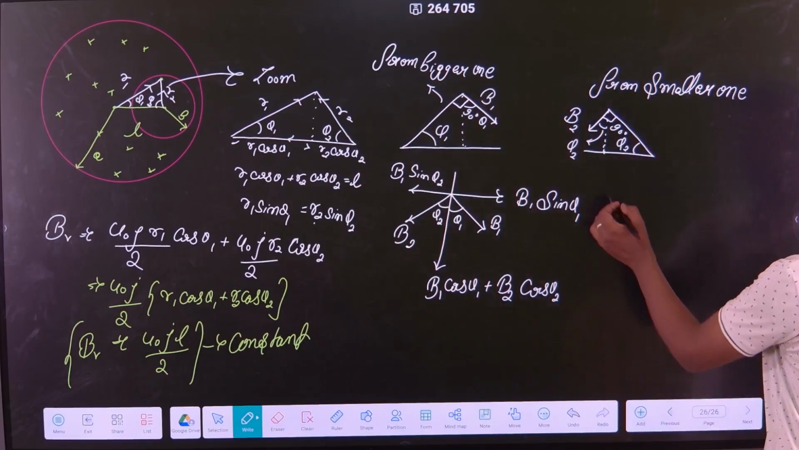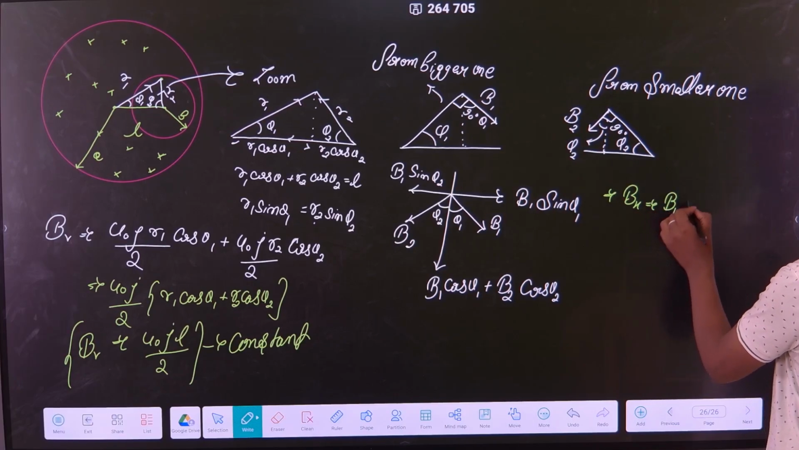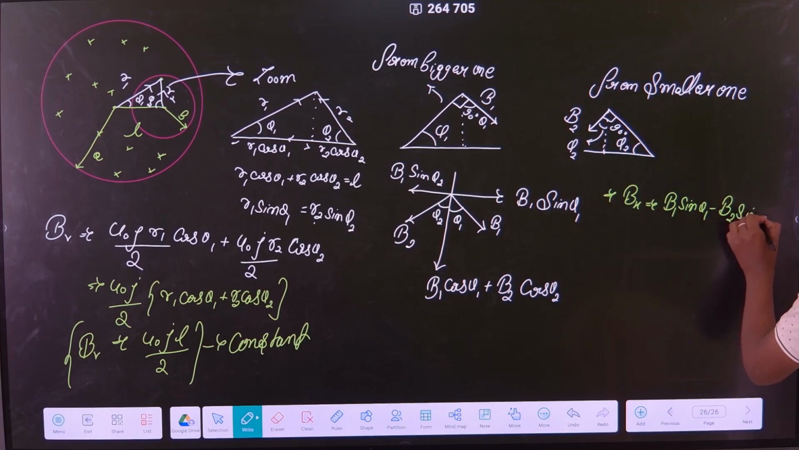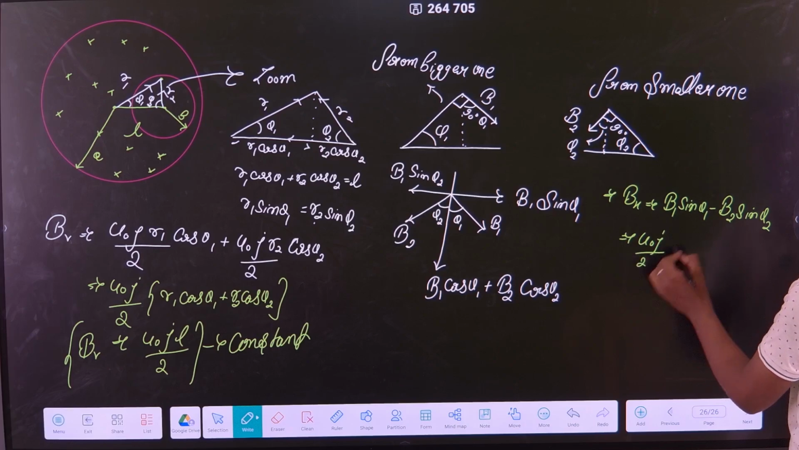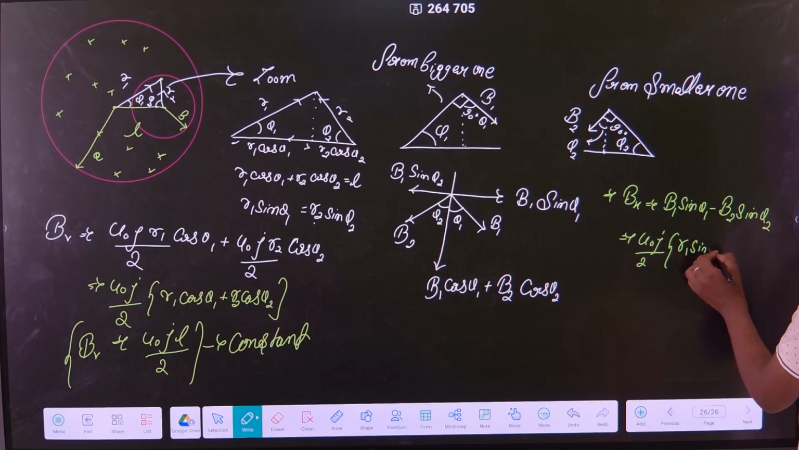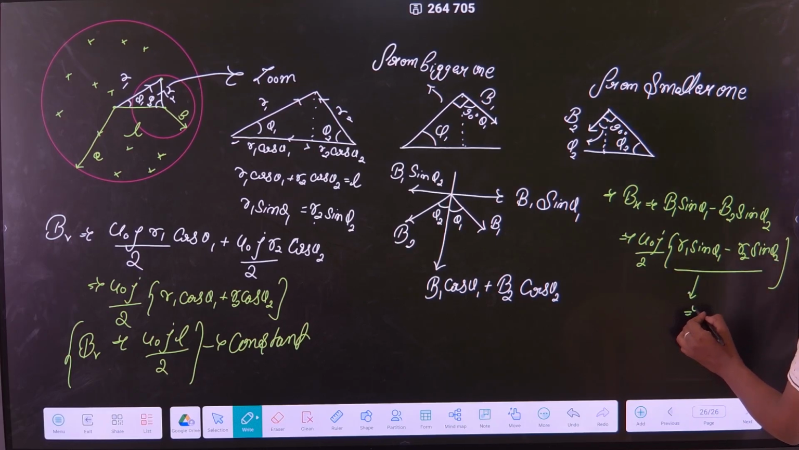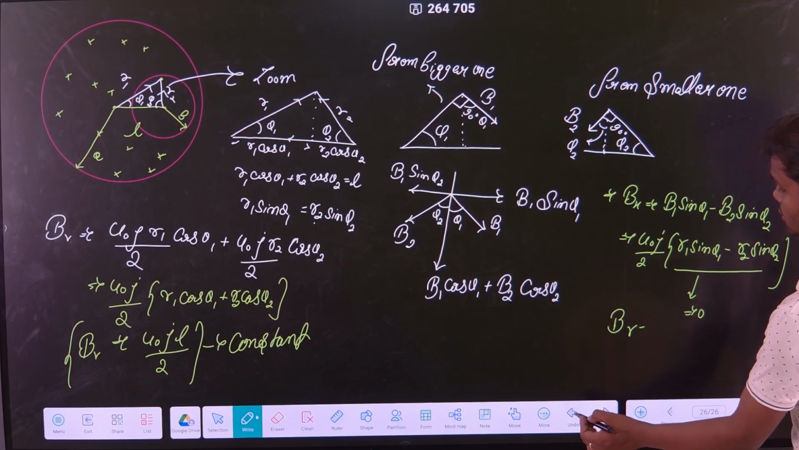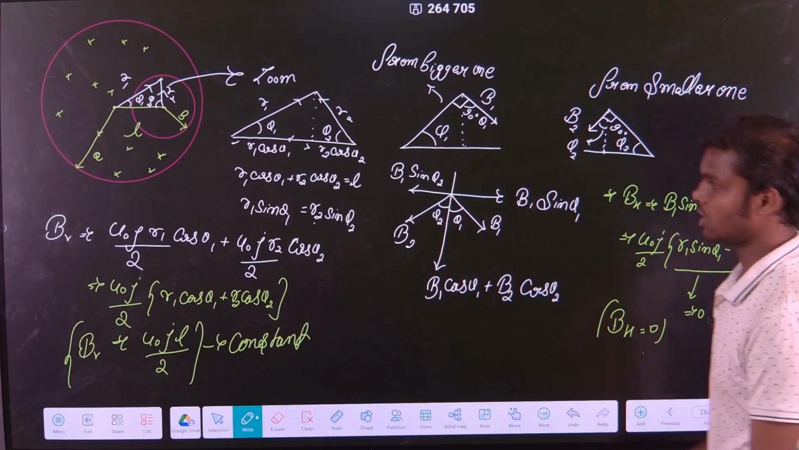Similarly, come to the horizontal case. Now B horizontal will be B1 sin theta 1 minus B2 sin theta 2. Now you tell me, mu naught J by 2, again we will get R1 sin theta 1 minus R2 sin theta 2. Now what about this term? This term is equal to 0. So what is B horizontal? 0. Correct. That is the thing.